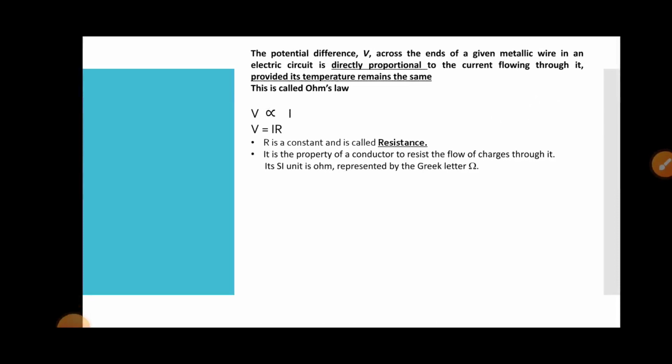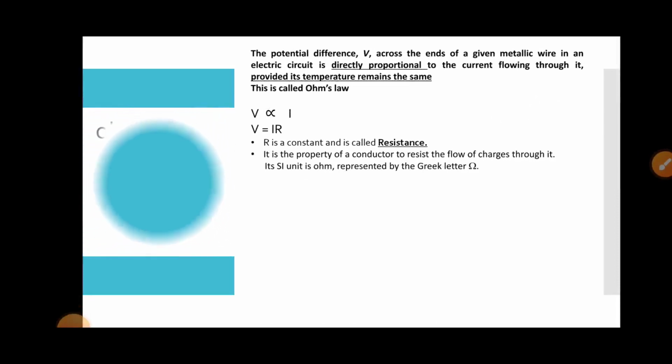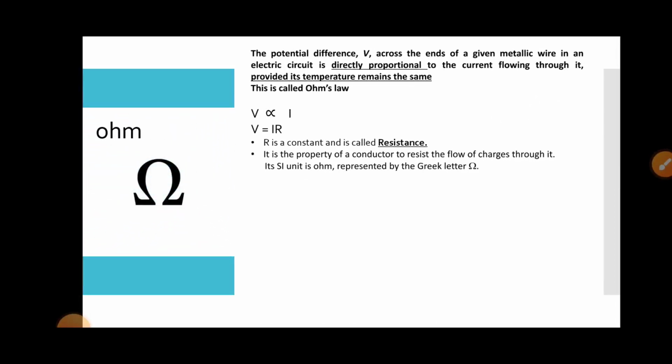Now let's see the definition. The potential difference, which is represented by V, across the ends of a given metallic wire in an electric circuit is directly proportional to the current flowing through it, provided its temperature remains the same.